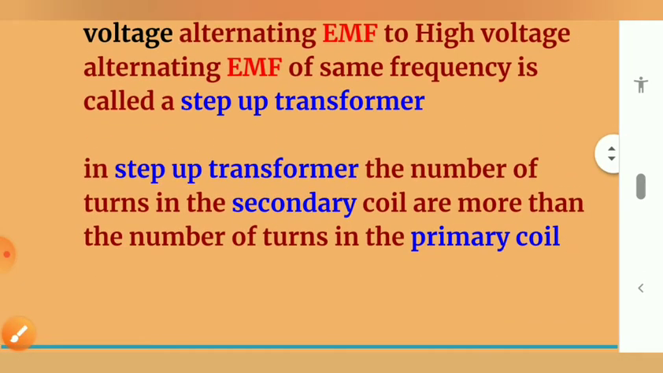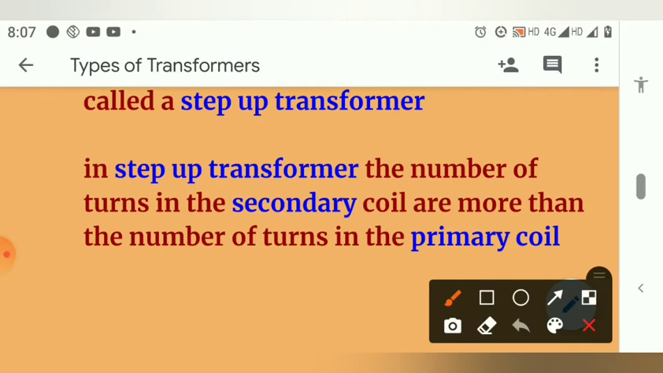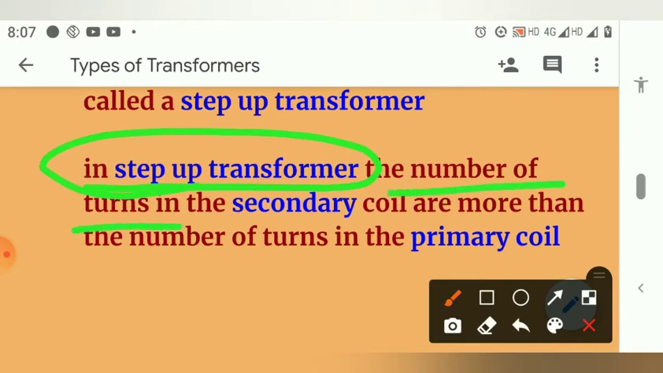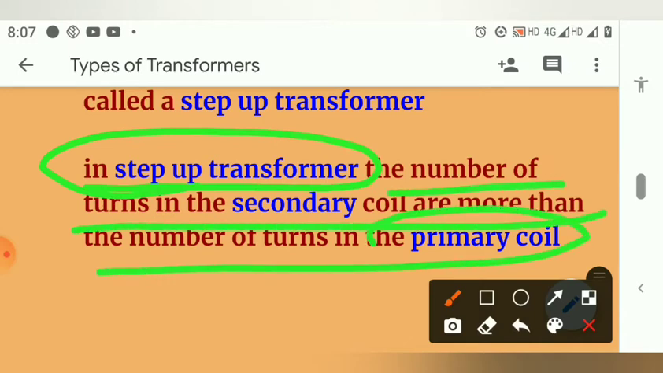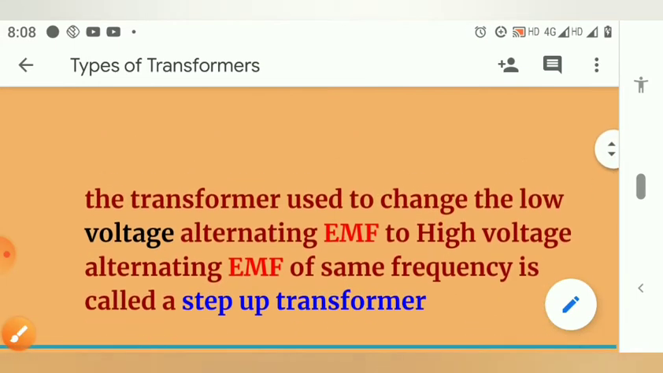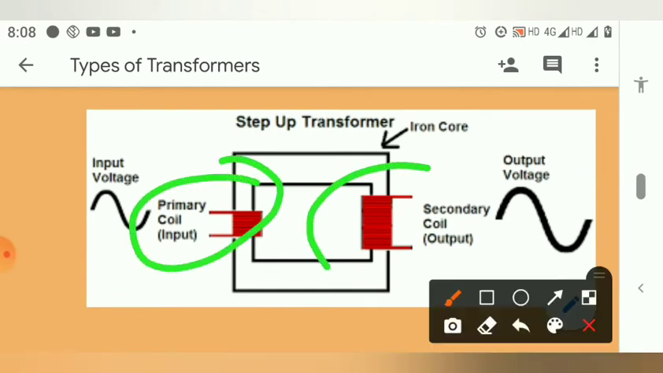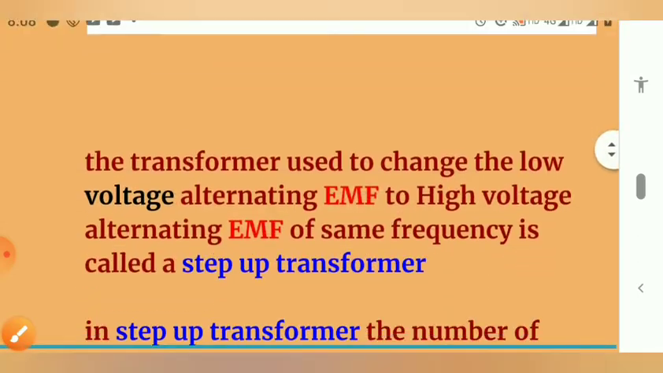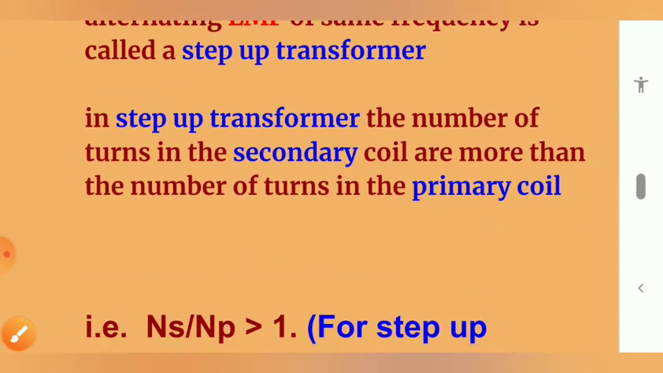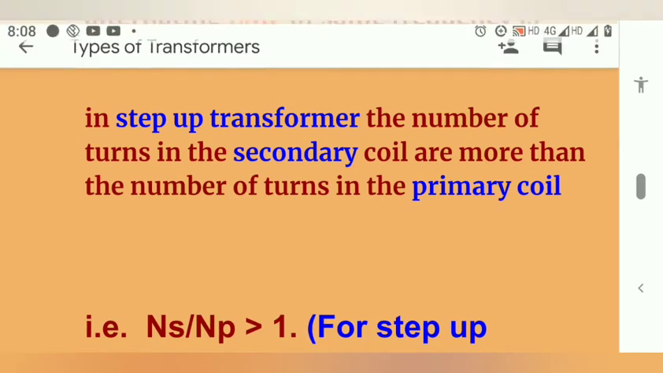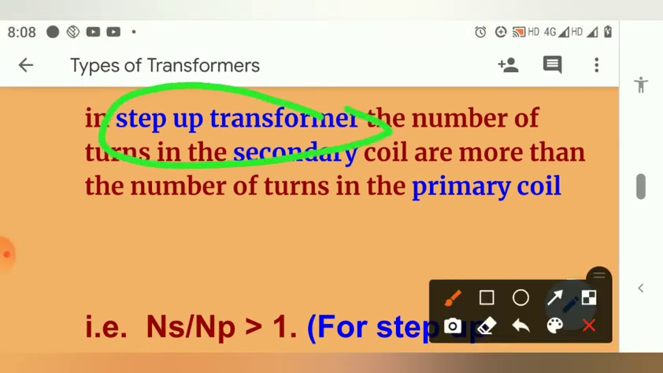In a step up transformer, the number of turns in the secondary coil is more than the number of turns in the primary coil. We can see in the figure that in the primary coil the number of turns is less, and in the secondary it is more. So we can classify it as a step up transformer due to the large number of turns on the secondary coil.